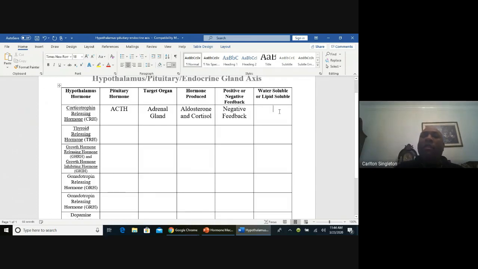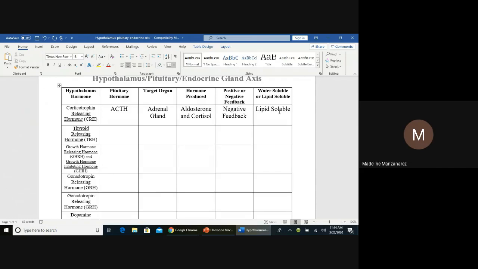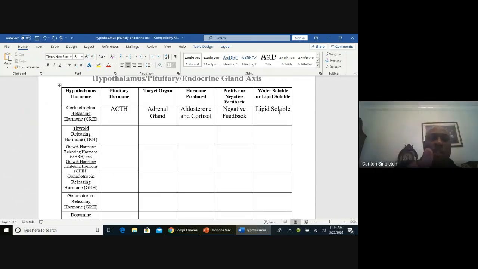Okay, I haven't put this lecture up yet, but these are lipid-soluble hormones. You're going to learn about the implications of this in a little bit. I think you may have read through it and answered the questions already on the classroom, but these are unique because they're lipid-soluble, Madeline. Okay, and I'll talk about that a little bit more in depth when I do the lecture this afternoon. Okay, that's the first set. So CRH to ACTH to the adrenal gland, we release aldosterone and cortisol. There's this negative feedback, and these hormones are unique because they're fat soluble or lipid soluble.